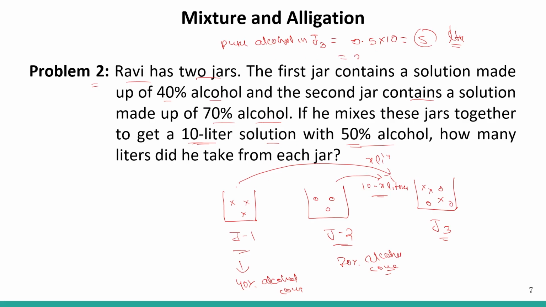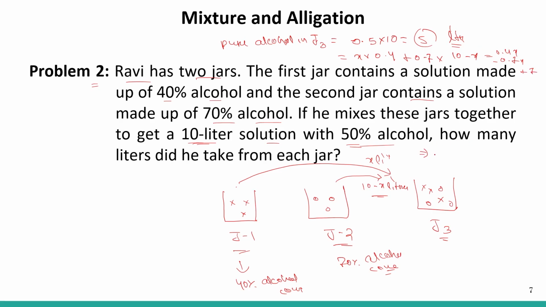So how much alcohol would have come from J1? This is equal to x into 0.4, since J1 has a 40% alcohol solution. And J2 has a 70% alcohol solution, so it will be 0.7 into 10 minus x. Adding these two, we get 0.4x plus 7 minus 0.7x.